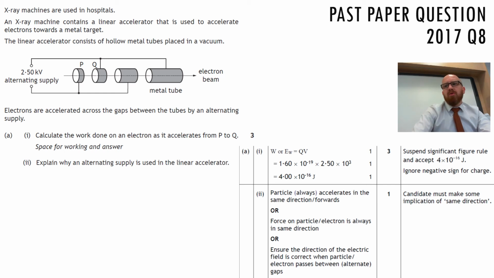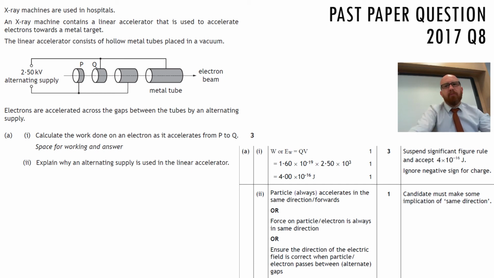Now there you go, so work done is QV. Q would be the electron, 1.6 times 10 to the minus 19, and V would be the potential difference. It's given in the question, 2.5 kilovolts. So 2.50 times 10 to the power 3, and you get the work done in joules.